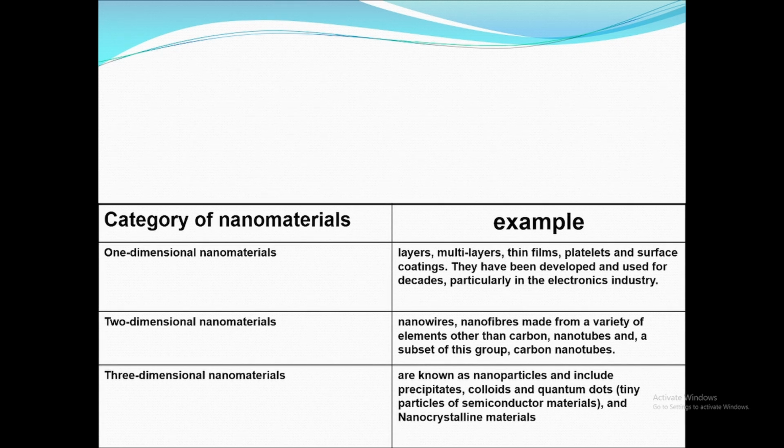Next one is the category of nanomaterials. Nanomaterials are categorized into one-dimensional, two-dimensional and three-dimensional structures. One-dimensional nanomaterials include thin films and surface coatings. Two-dimensional nanomaterials include nanowires, nanofibers and nanotubes. Three-dimensional nanomaterials include nanoparticles, colloids, quantum dots and nanocrystalline materials.